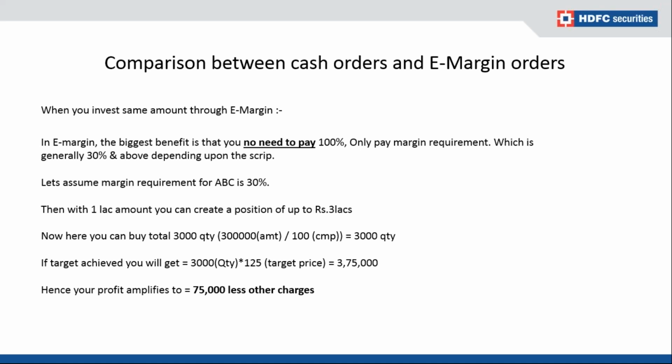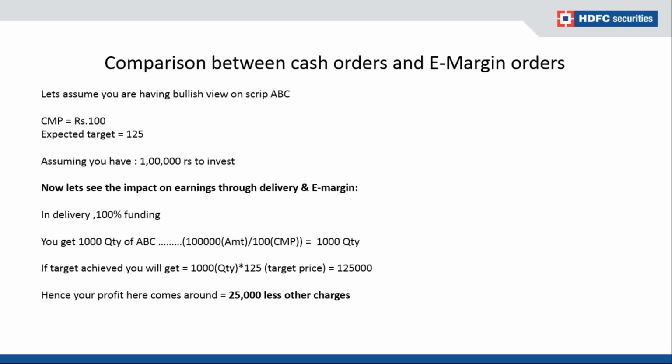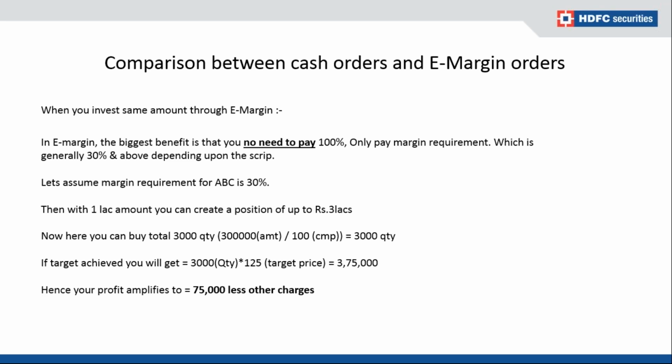Okay, so this is the first benefit. Now, since you are buying larger quantity with the same amount, your profit will also increase. Your profit will also amplify. In case the market now goes up, in case your target of 125 rupees is reached, your profit will be 75,000. So in our earlier example, we have seen the profit was 25,000. Now the gross profit is 75,000. So this is the benefit of the E-margin product.